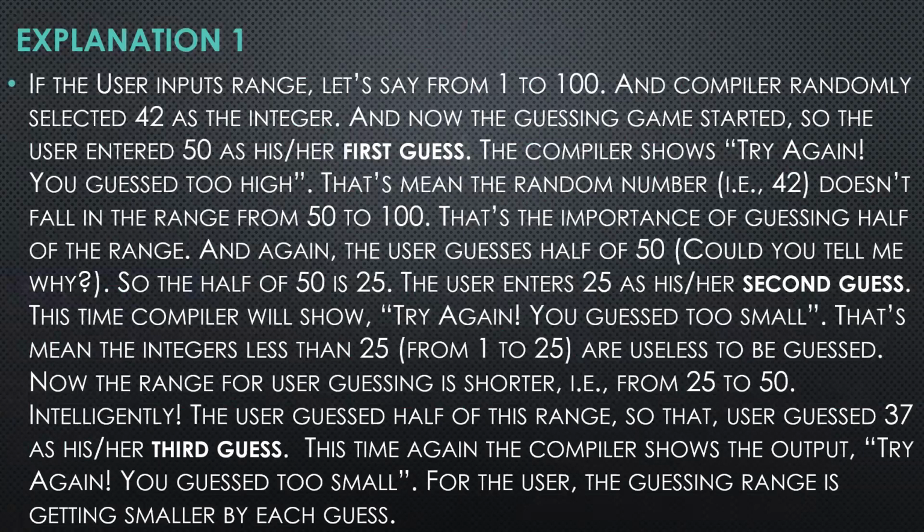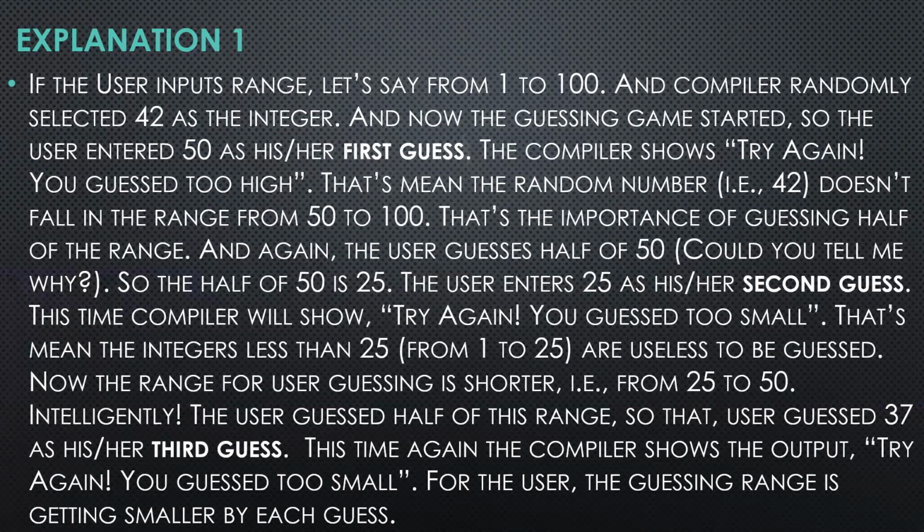So here's my first explanation. If the user inputs a range between 1 to 100, and the compiler randomly selects the number 42, now the game starts. The one who is playing the game has to guess this number 42, which is between 1 and 100, in the minimum number of guesses.